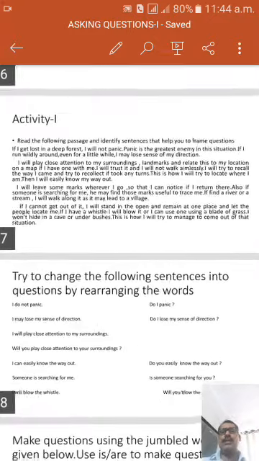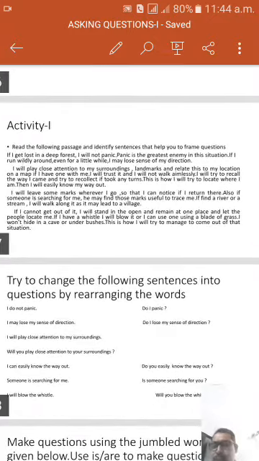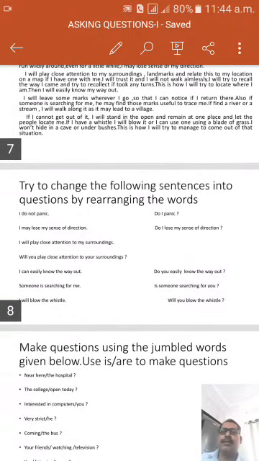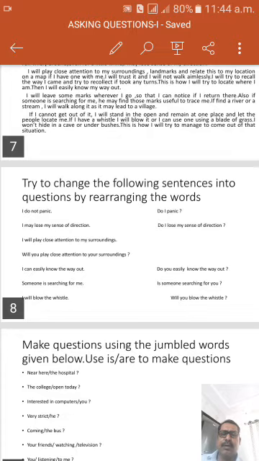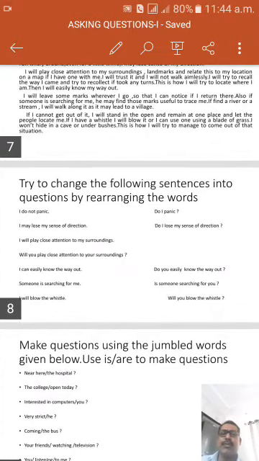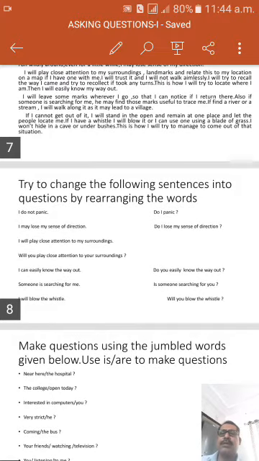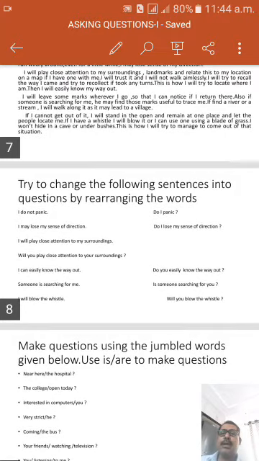So, this is the passage. In this passage, we have to identify the sentences with which we can frame some questions. In the next slide, we can see some statements and questions taken from the above paragraph. The first statement: I do not panic. Do I panic?